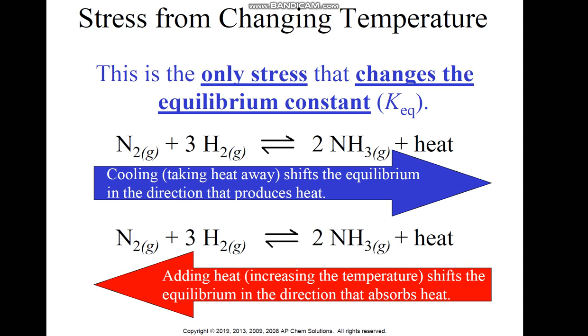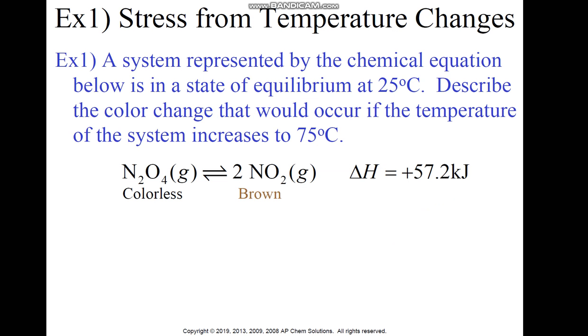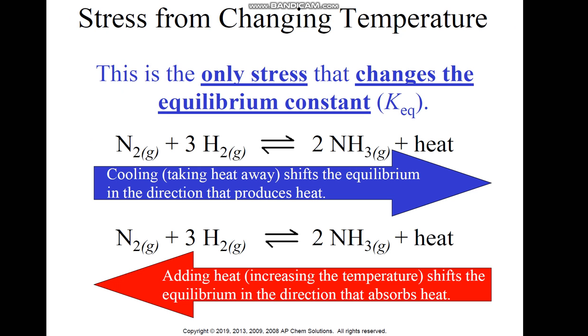So when you take heat away from something, you're going to shift the equilibrium in the direction that produces heat. So if you remove heat, you're going to go towards the heat. If you add heat, you're going to go away from the heat. And you look at those arrows, it's pretty self-explanatory. It can get a little bit confusing, but we are going to do a lab that's going to help us with this. So we will do some of these examples in class as well.